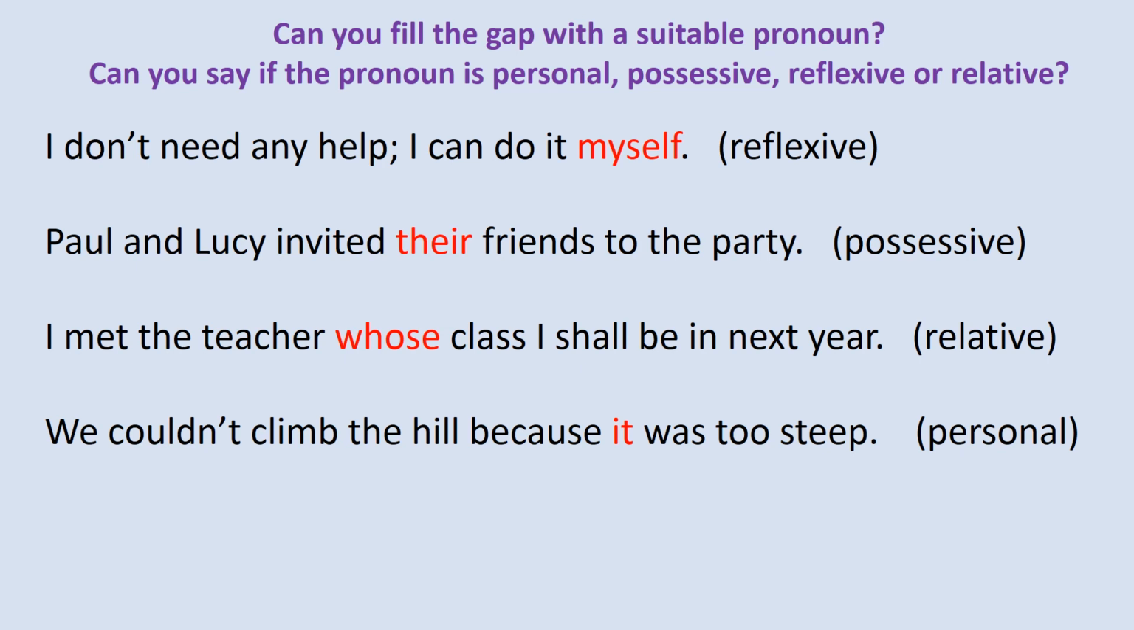So these pronouns can go into this sentence to make them flow better. I don't need any help. I can do it myself. And the key clue there, self at the end, tells us it's a reflexive pronoun. Paul and Lucy invited their friends to the party. The friends belong to them.